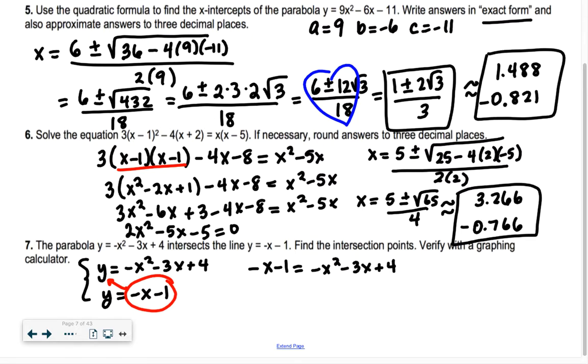So we want to get everything on one side. I'm going to add the x squared to the left side because I like my x squareds to be positive. So I add the x squared over, I add the 3x, so I get plus 2x, and I subtract the 4, so I get minus 5 equals 0.